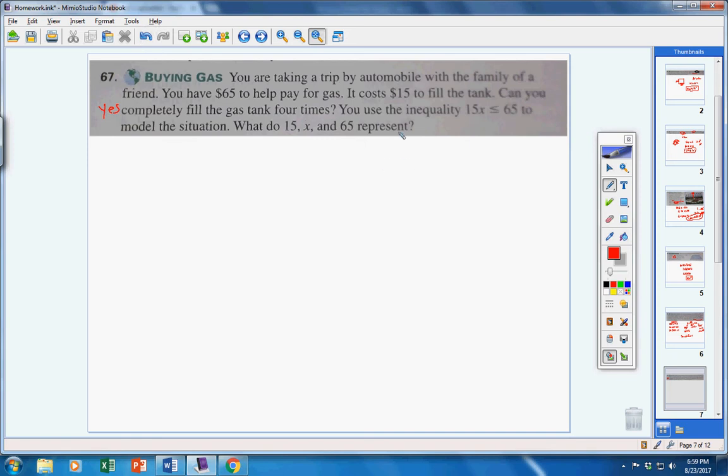But let's continue on. Here's my inequality. 15x has to be less than 65. Alright, let's think about this. It costs $15 to fill up the tank. If I fill it up once, that's $15. If I fill it up twice, that's $30. If I fill it up 3 times, that's $45. Got it? So on and so forth. So these numbers here are the number of fill-ups. Okay?